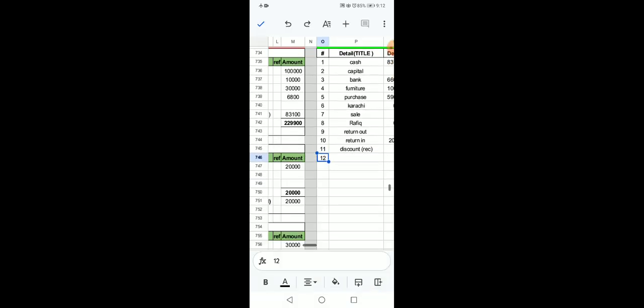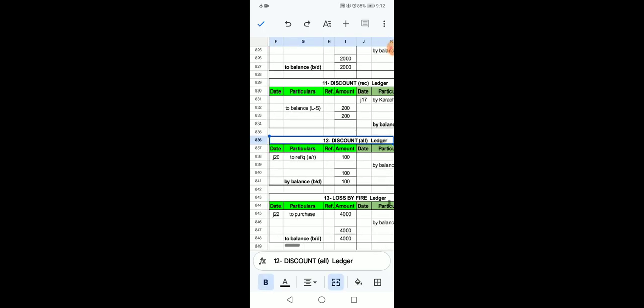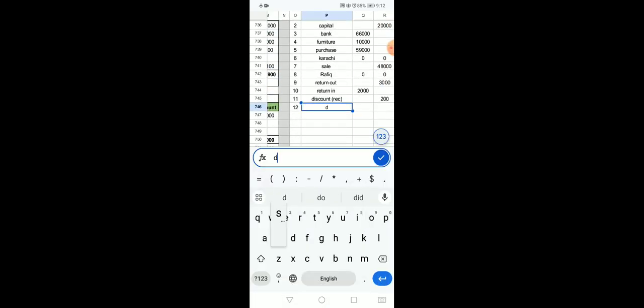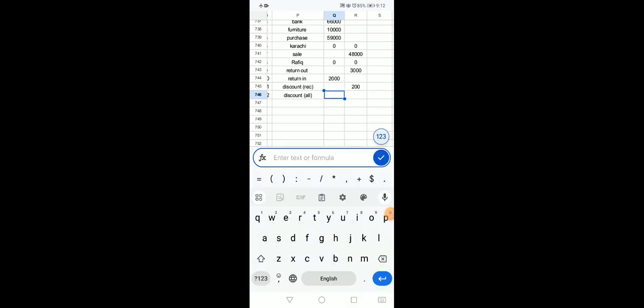Now let's see what ledger number 12 is saying. So here we have got ledger number 12, which is discount allowed. Go to the trial balance and write down the title, which is what? Discount allowed. Now ledger number 12, discount allowed, and we are now going to see where its balance is being written.